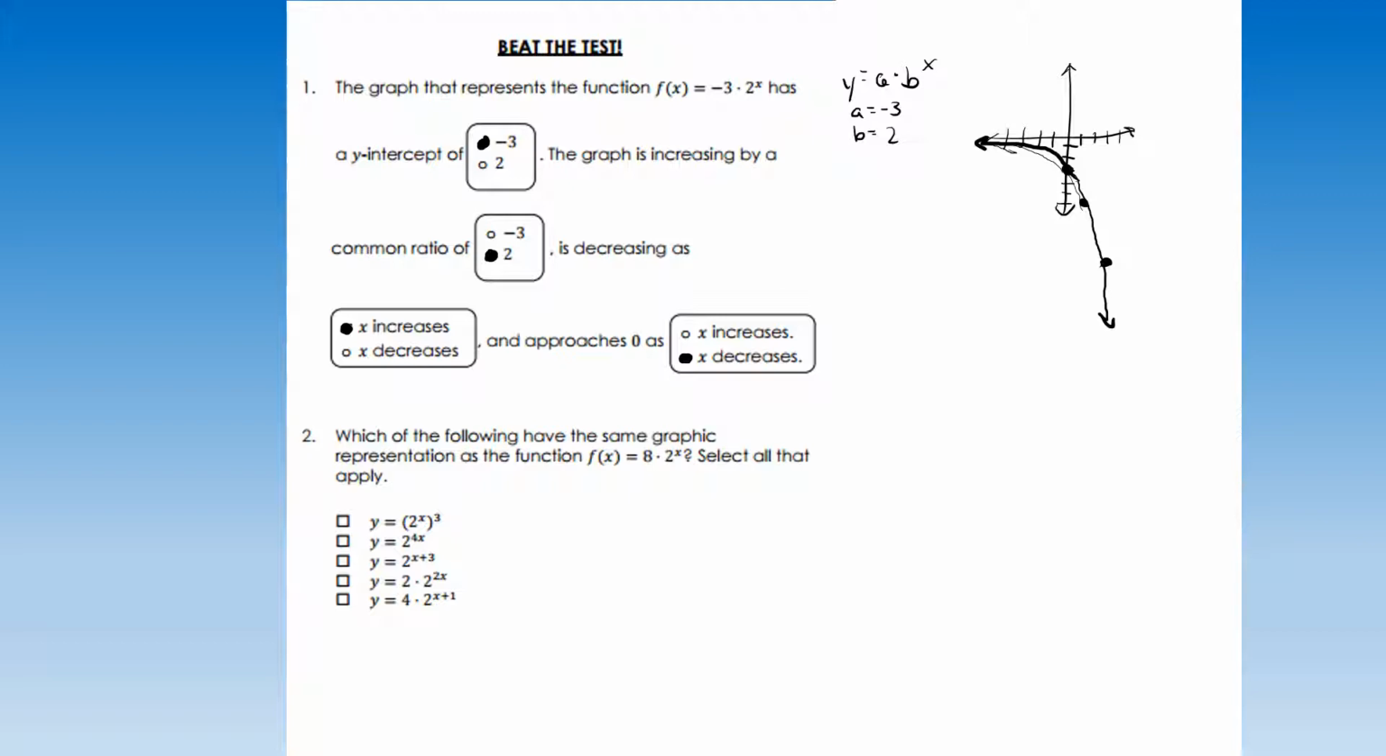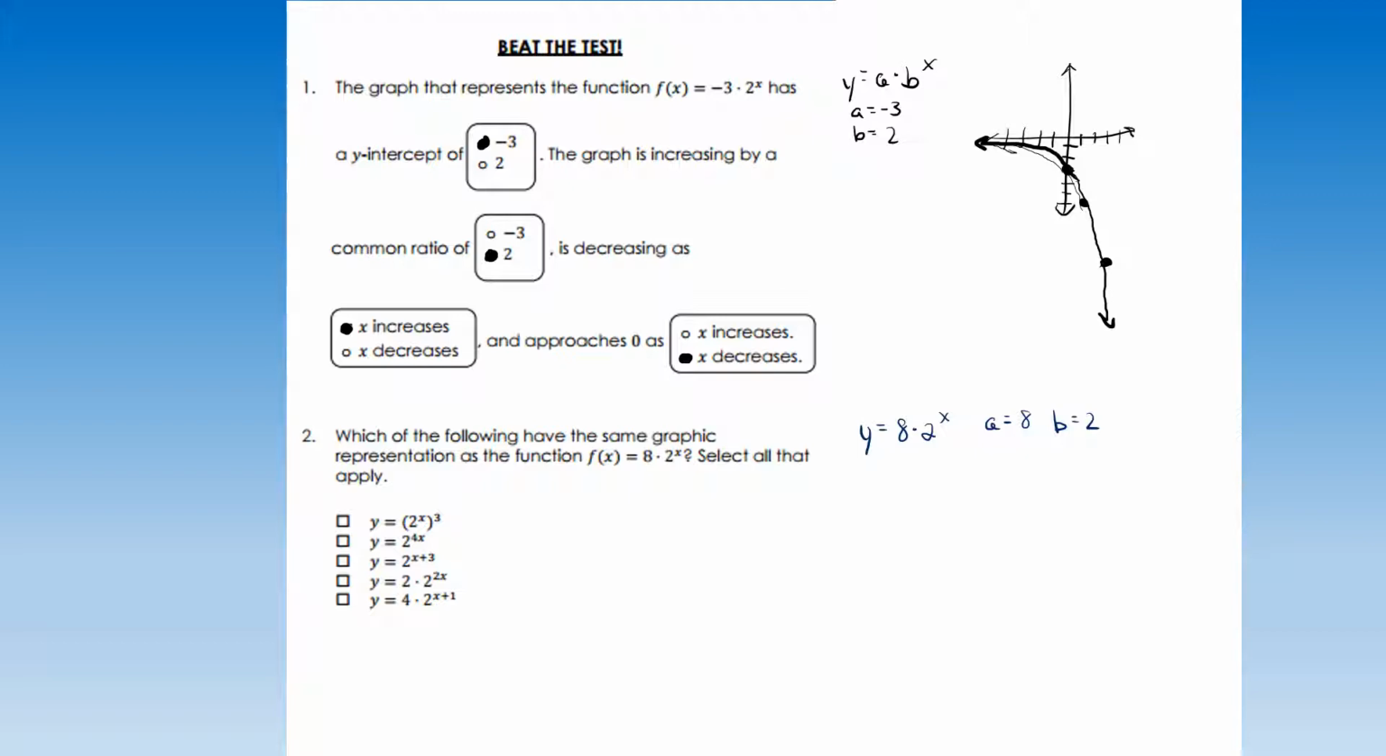What we're doing is seeing which of these expressions can be written in the same way as y equals 8 times 2 to the x, or f of x equals 8 times 2 to the x. If I take that expression, y equals 8 times 2 to the x power, I know a is 8 and b is 2. So I want to see if I get the same thing with any of these other expressions. We're going to have to go through each of these, using what we know about our rules for exponents, and see if we have any equivalent equations.